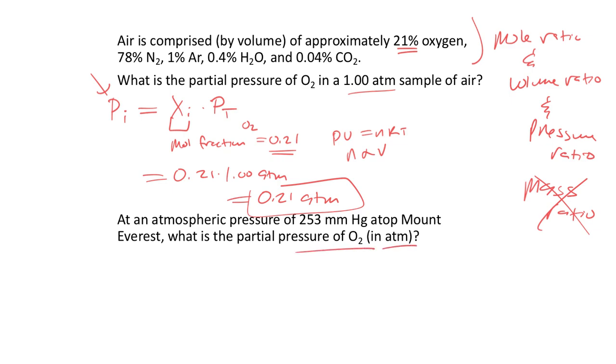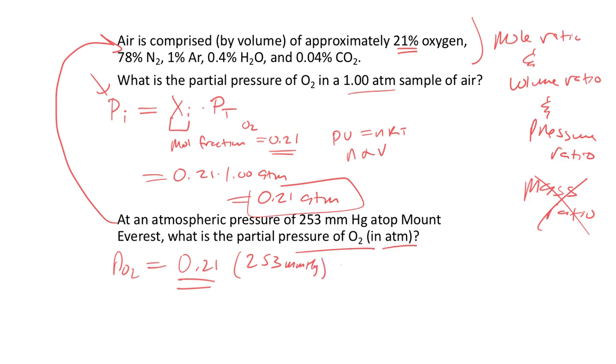At this condition here, the partial pressure of O2 would be equal to 0.21 times 253 millimeters of mercury. The air composition is the same at high elevation, predominantly still 21%, not really changing at elevation. So we have roughly the same percentage of air, now at 253 millimeters of mercury instead of 1 atm, so it's going to have a lower pressure of only 53 millimeters of mercury.